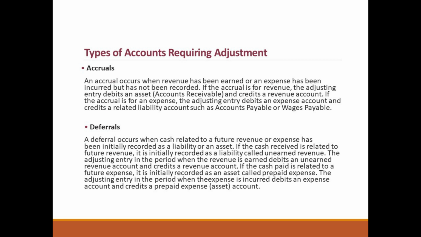Deferrals. A deferral occurs when cash related to a future revenue or expense has been initially recorded as a liability or an asset. If the cash received is related to future revenue, it is initially recorded as a liability called unearned revenue. The adjusting entry in the period when the revenue is earned debits an unearned revenue account and credits a revenue account. If the cash paid is related to a future expense, it is initially recorded as an asset called prepaid expense. The adjusting entry in the period when the expense is incurred debits an expense account and credits a prepaid expense or asset account.